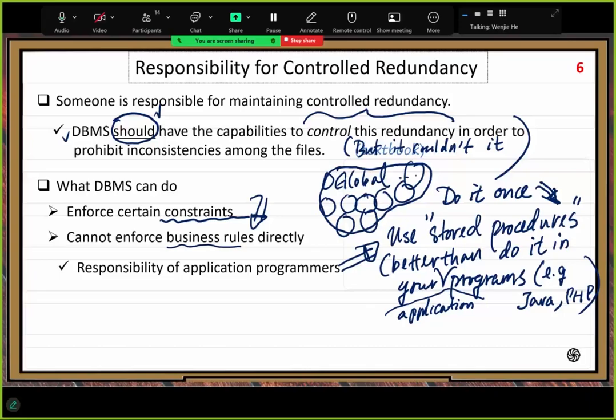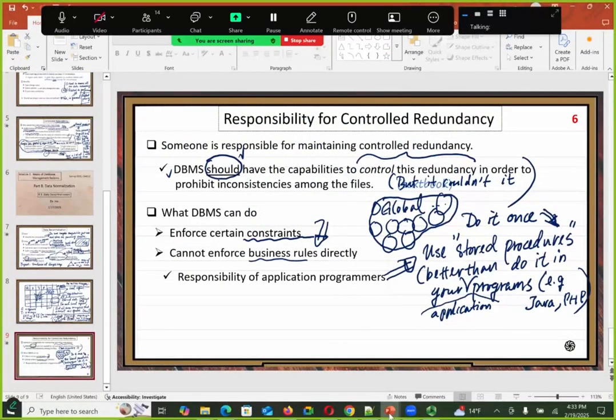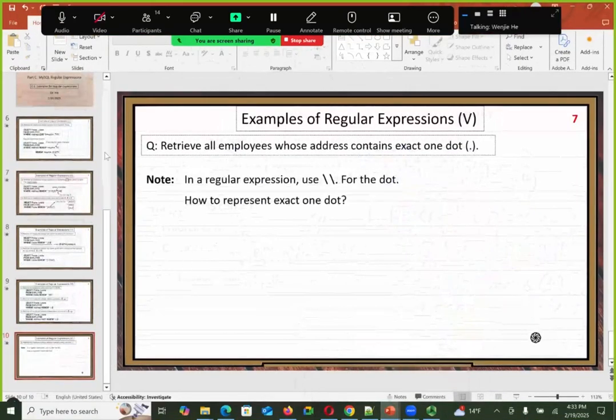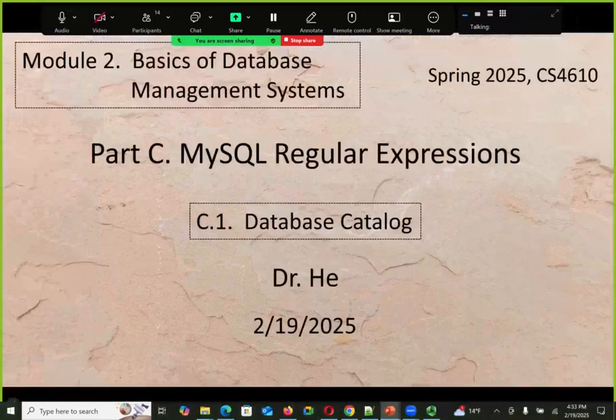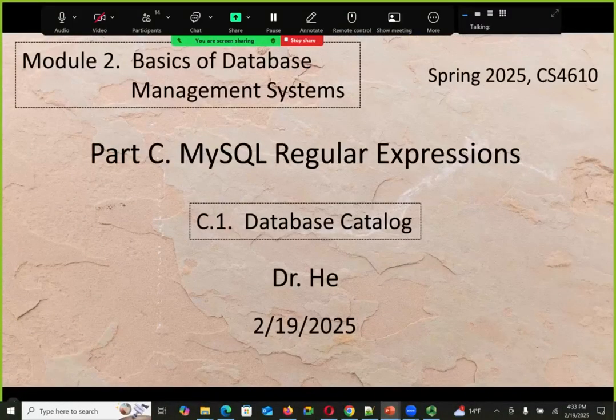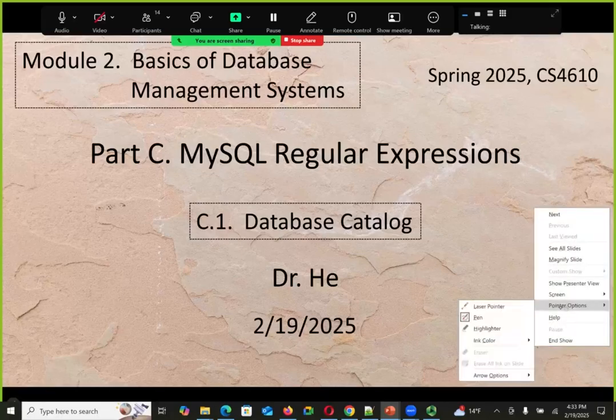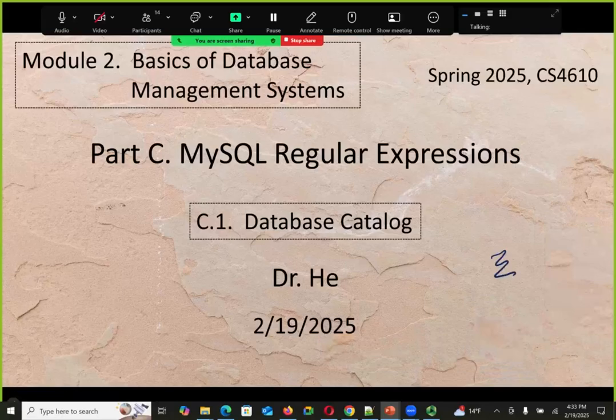So we finish part B. Let me jump to part C.